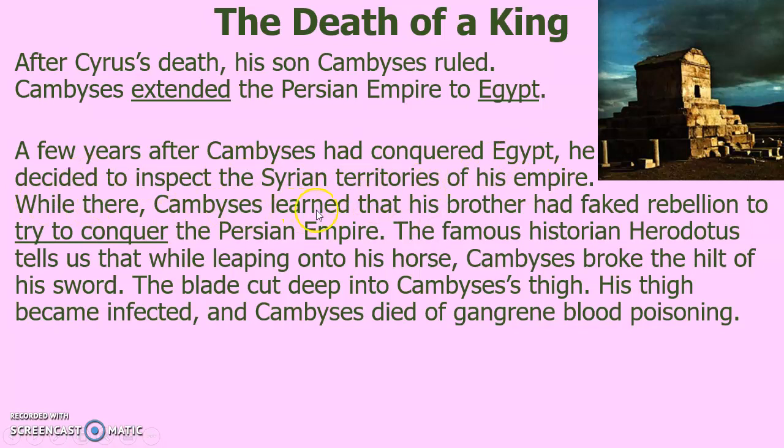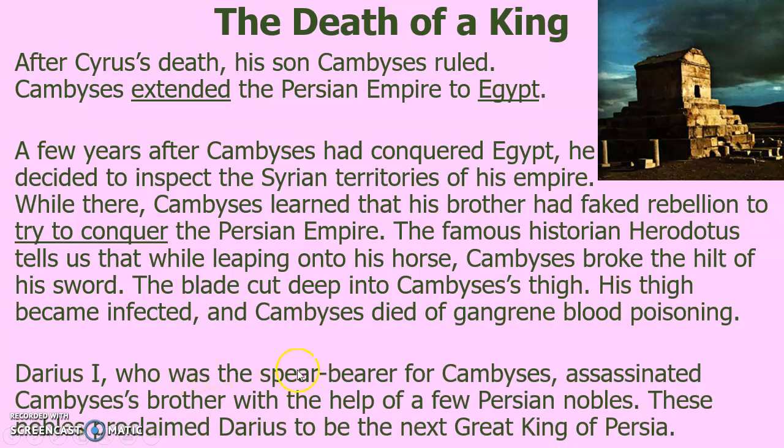While there, Cambyses learned that his brother had faked rebellion to try to conquer the Persian Empire. So his brother said, ooh, Cambyses isn't here, so I'm going to try and take over. The famous historian Herodotus tells us that while leaping onto his horse, Cambyses broke the hilt of his sword. The blade cut deep into Cambyses' thigh, and his thigh became infected. Cambyses died of gangrene blood poisoning.